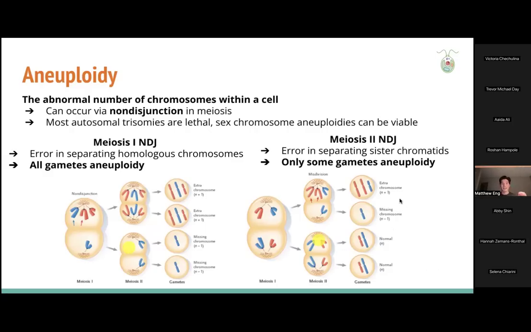So this top one that got both of those sister chromatids is going to have three chromosomes, whereas the bottom one is only going to have one, because that one's the one that's separated normally. These red chromosomes are the ones that are separated differently. And so for meiosis 2, only some of the gametes are going to be aneuploidy. Only some of them are going to be different than what we normally see.